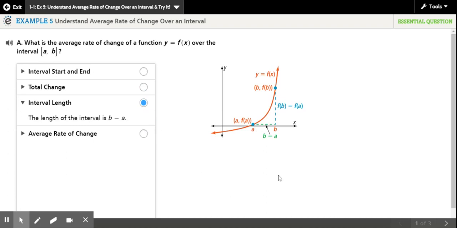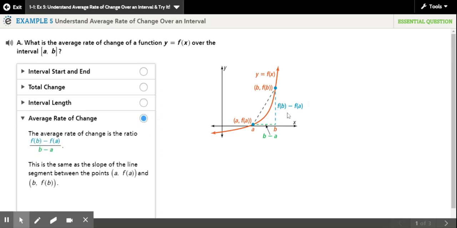The interval length is the difference between the x value for the b and the x value for the a. And your average rate of change is just going to be the change in the y over the change in the x. And that would end up being that purple line there. This is going to make more sense when we actually use real numbers, I promise. All right.